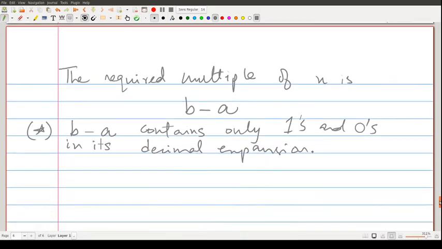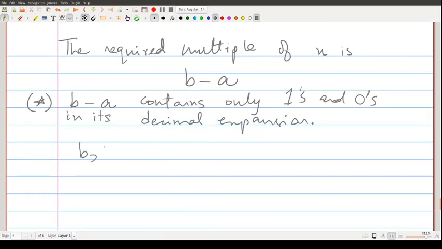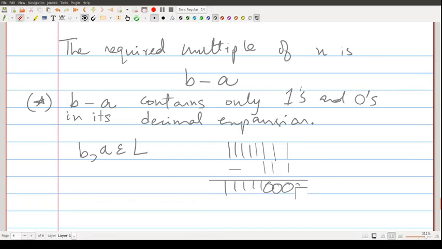Because b and a are both coming from that list. So b is perhaps 1 1 1 1 1 1, a is some 1 1 1 1, and if you subtract these two numbers, then you're only going to get ones and zeros, right? So if this one had 1, this was going to have 1 1 1 1 0 0 0, and so on. And that's the number that you're looking for. This is just an example. This is not the specific number, but you will only get ones and zeros in the expansion.